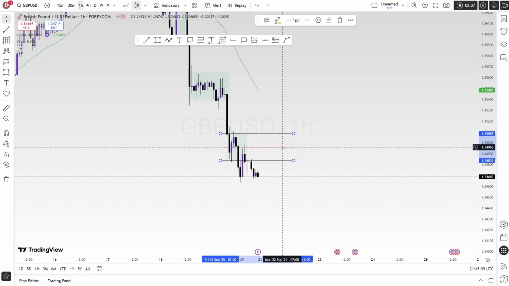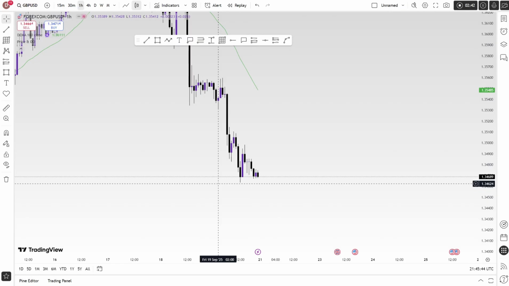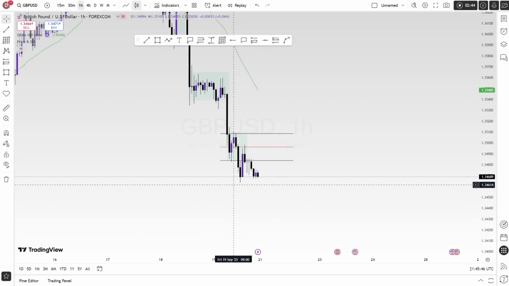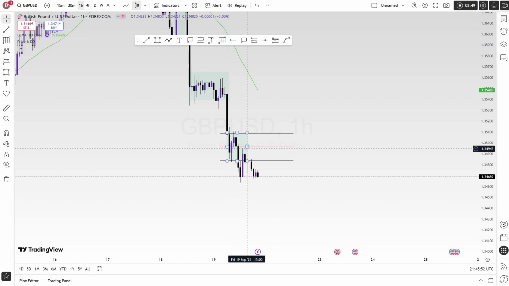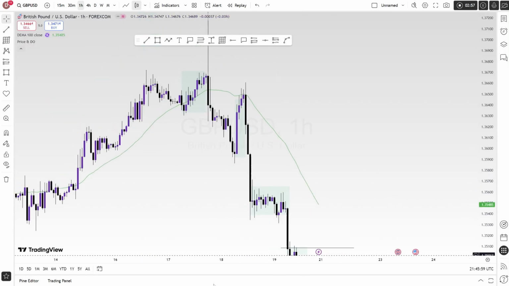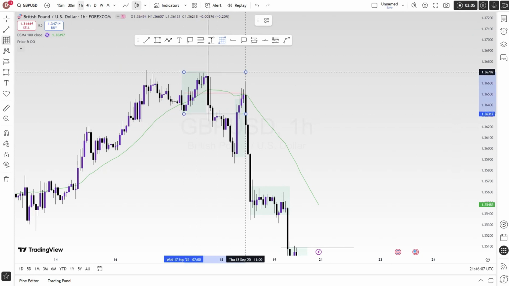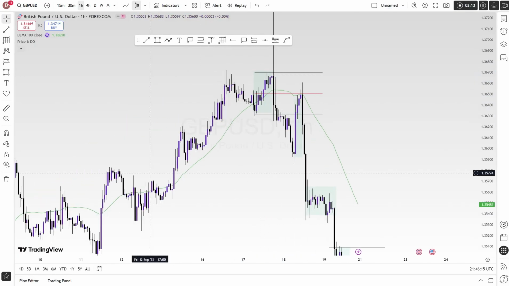Same thing here. You see how price came for that 50%? So I'll be selling at the 50%. You sell at your premium, or sorry, you buy at your discount. So here you also draw your fib and you sell at the 50% of your order block. So you still be safe. That's how to spot an order block.